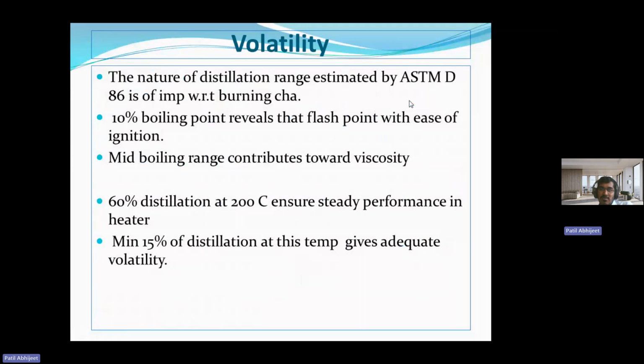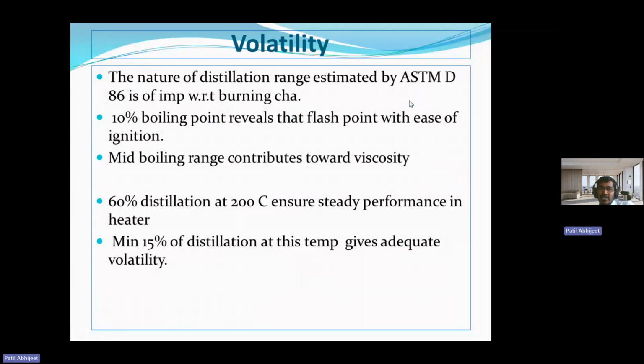This is one of the important aspects for particular applications. The distillation range estimated by ASTM D86 is for the burning characteristics. The 10% boiling point reveals the flash point, with ease of ignition. If the 10% boiling point is known, then that reveals the flash point with ease of ignition. So that is important under this consideration.